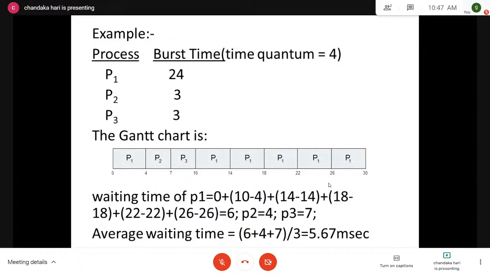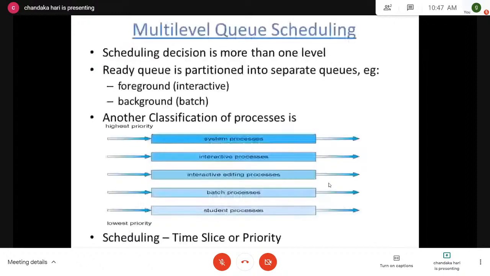Now, coming to the glance, or you may call it a final review, before going to the next topic of discussion. We have been seeing 4 scheduling algorithms. First come, first served is purely non-preemptive. Shortest job may be preemptive, may not be preemptive. Number 3, priority scheduling, preemptive or non-preemptive. And round robin is purely preemptive.